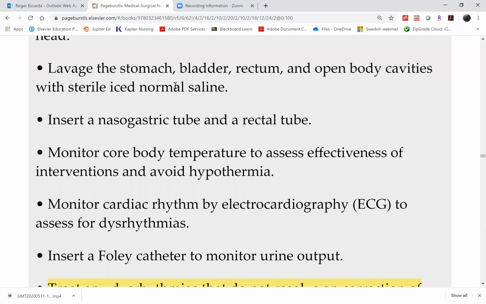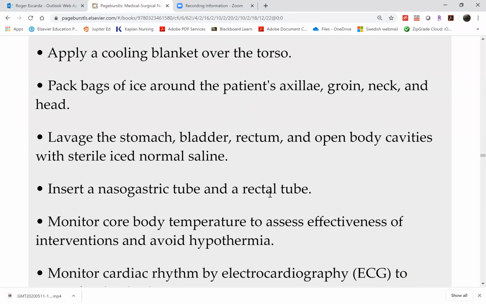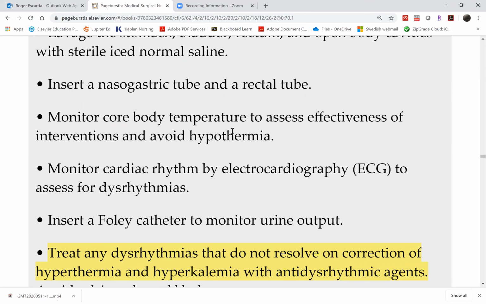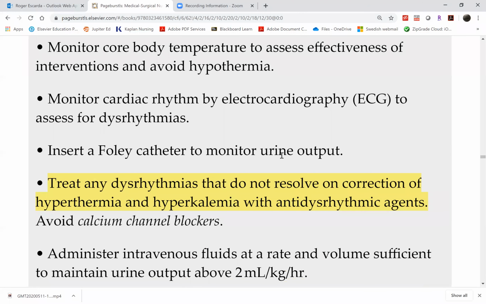So same thing here, the NG tube, this is for the stomach lavage, and the rectal tube will also put cold water through the rectum also. We have to maintain temperature monitoring. That way we don't overcool the patient because again, that will now trigger shivering and then that will be counterproductive. The Foley will also be needed to maintain urine output. Remember, myoglobinuria, the patient might go into acute kidney injury. So we need the Foley to monitor urine output, urine function, kidney function.